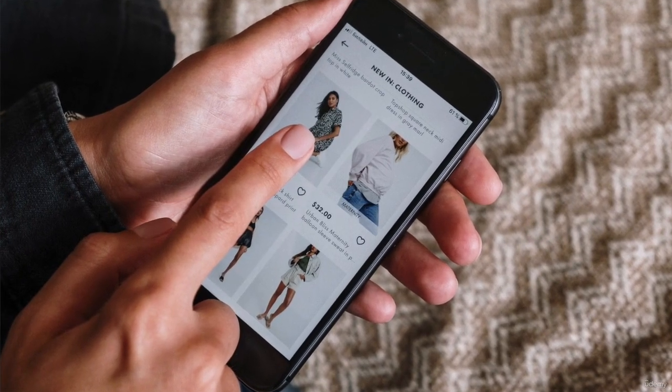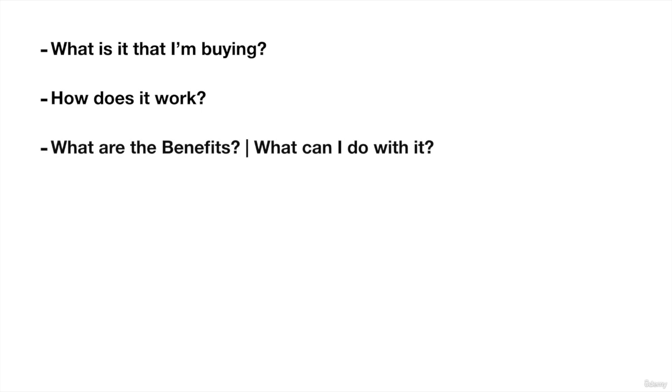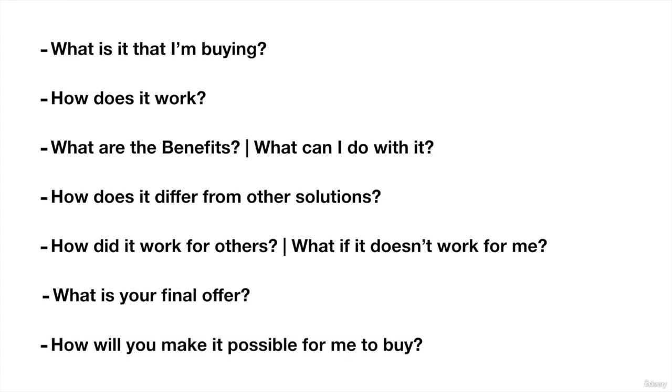Alright, we have gone through different landing pages. The main points to focus on from a customer perspective on a landing page are: what is it that I'm buying? How does it work? What are the benefits and what can I do with it? How does it differ from other solutions? How did it work for others? And what if it doesn't work for me? What is your complete final offer? How will you make it possible for me to buy it?